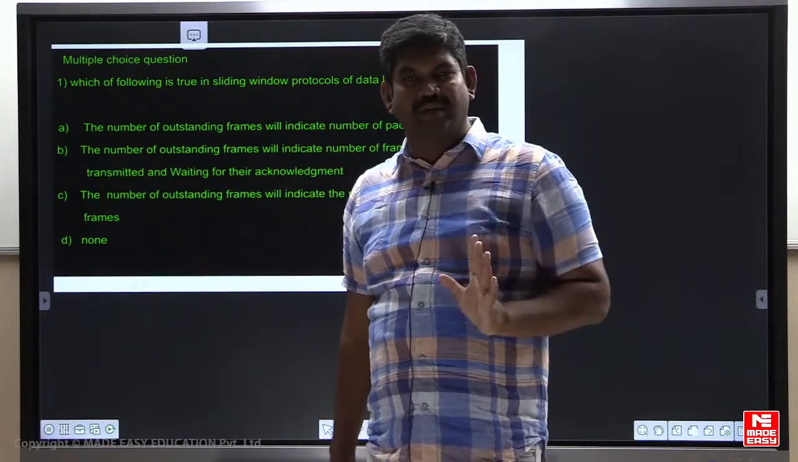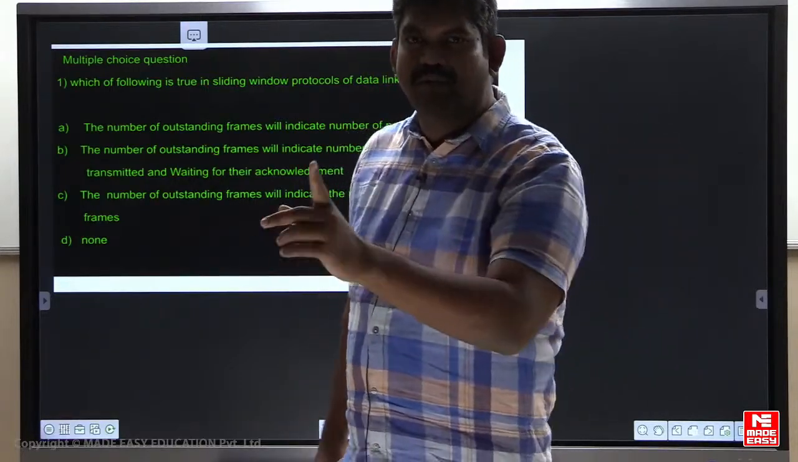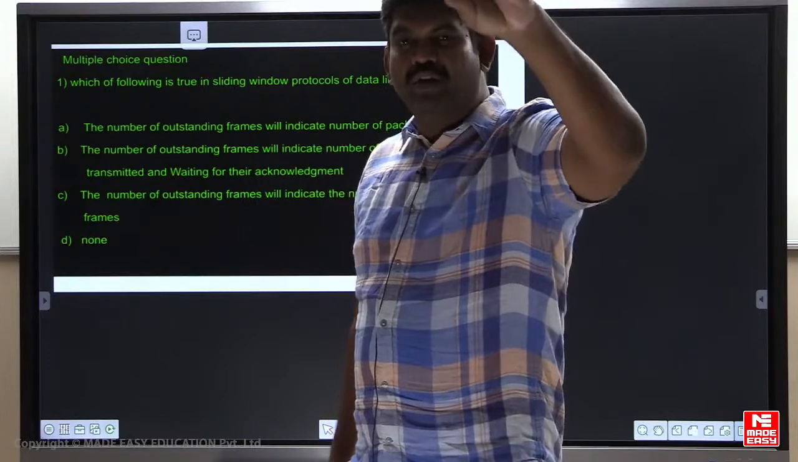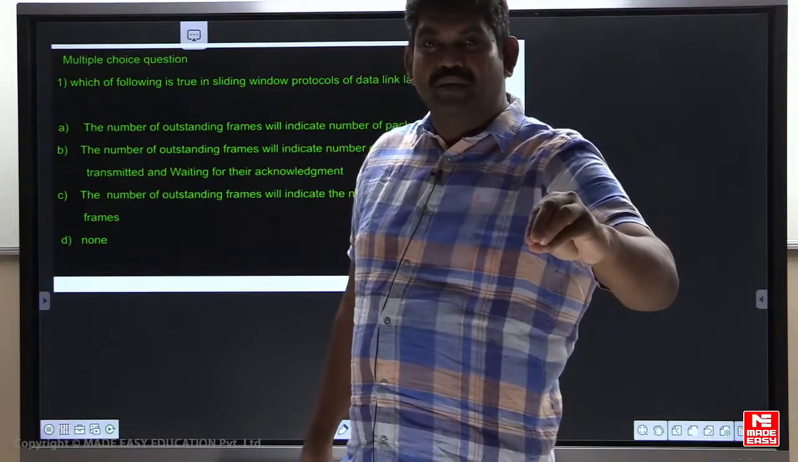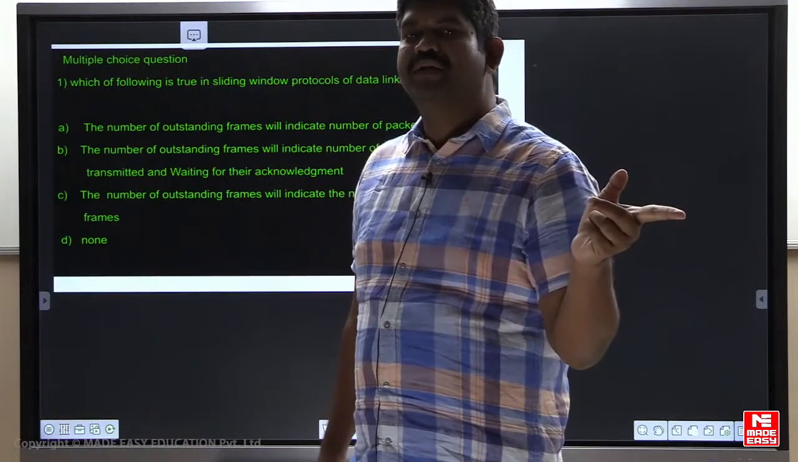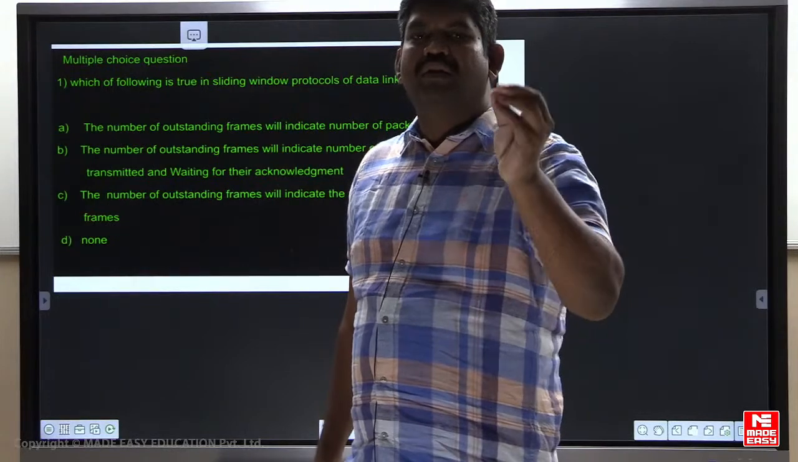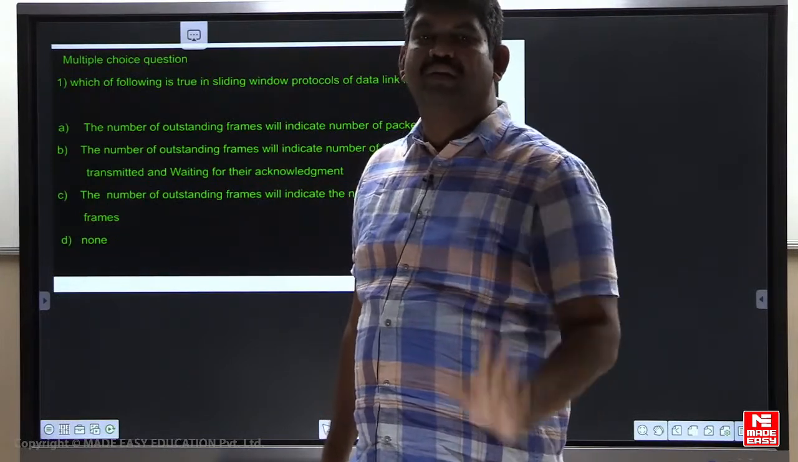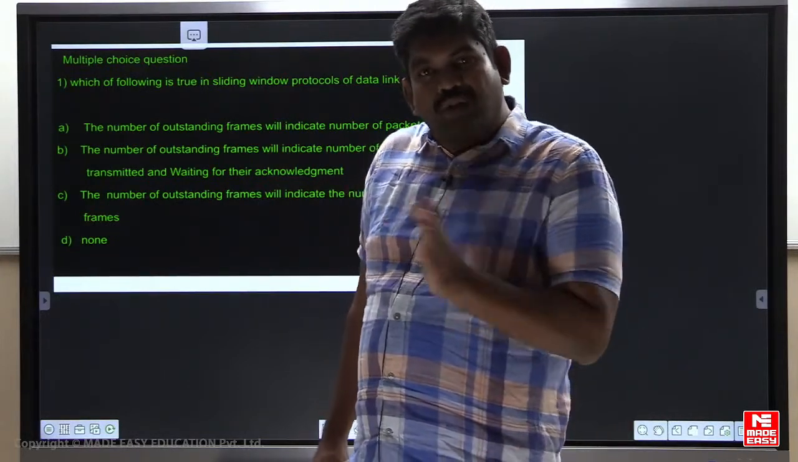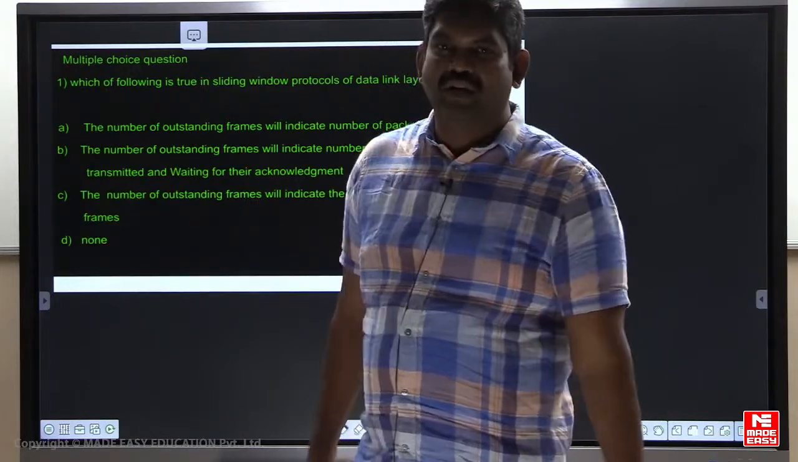Suppose you go for a 3-bit sequence number, 2 power 3 is 8, the sender window size will be 7 and the receiver window size will be 1. Then from the buffer you will take 7 packets, maybe more are available, but you will take only 7 packets because the protocol has decided 3 bits. Then 7 packets are transmitted. After transmitting 7 packets, you wait for the acknowledgements. Packets that have been transmitted and are waiting for acknowledgements are called outstanding frames.